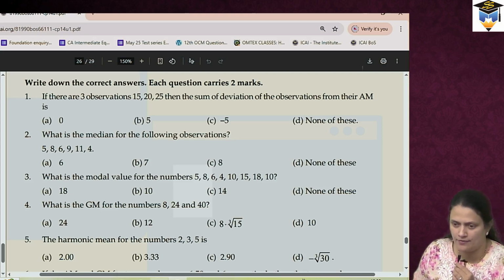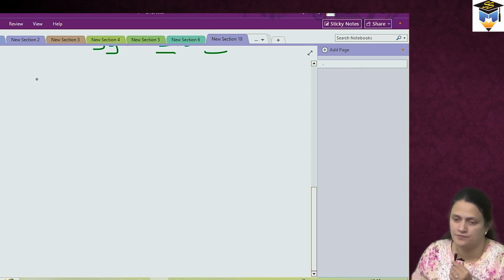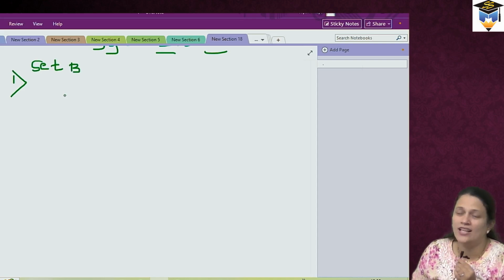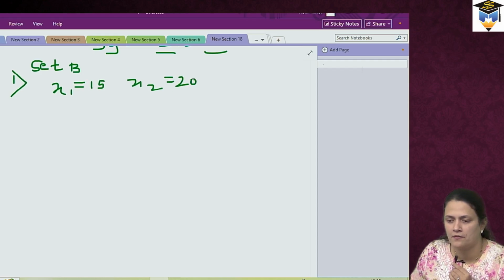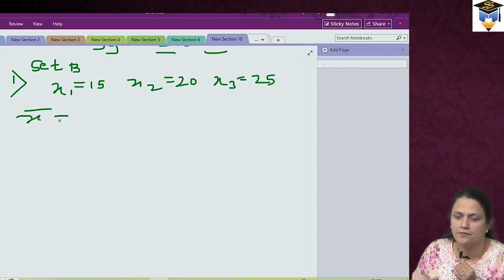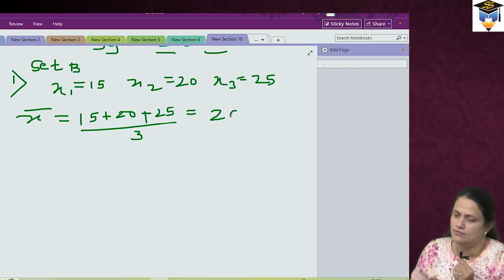First write down x bar. Wait, we will solve. Wait, the first question from set B we are doing. Tell me what are the x1, x2, x3. 15. Okay, what is x bar? 15 plus 20 plus 25 divided by 3. That comes out to be 20. Now what they have told us to find out?